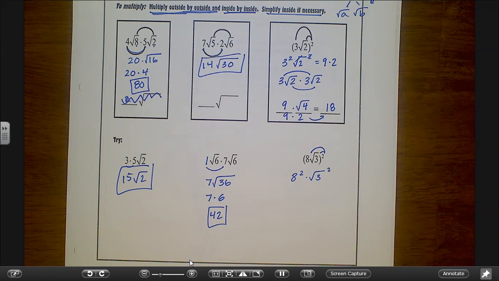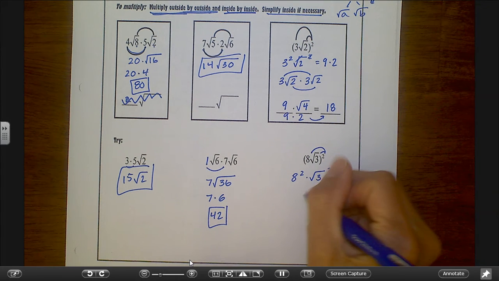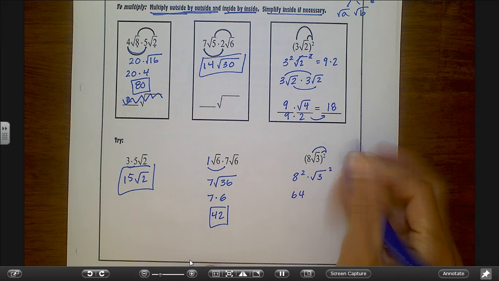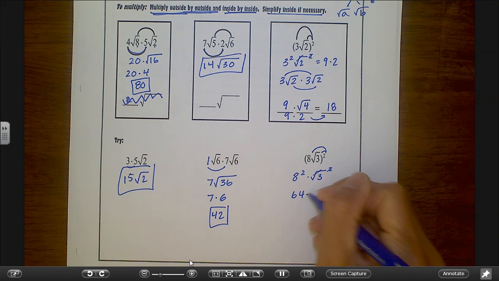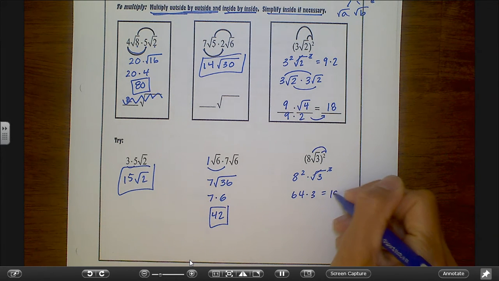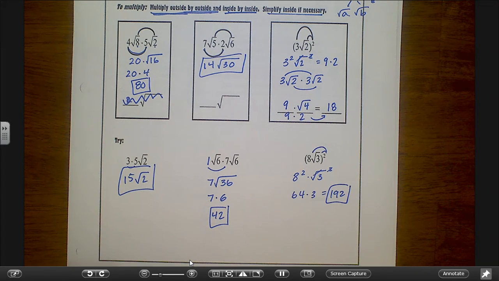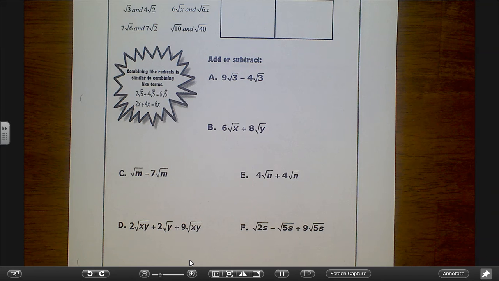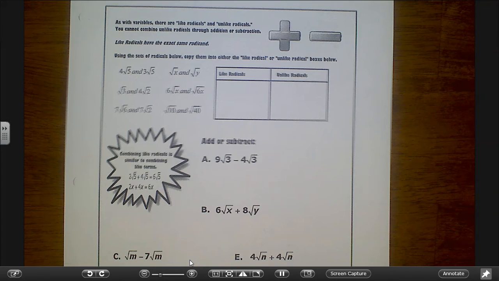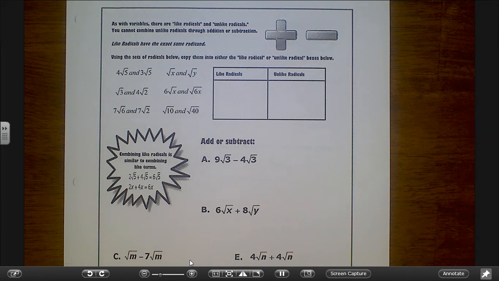So what you can do here is 8 squared, which is 64. Rad 3 squared, remember those cancel each other out. So 64 times 3, that's 192. Got it? Cool. Okay. So now we have adding and subtracting.